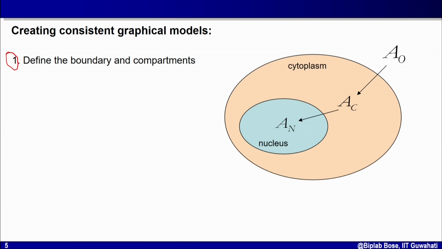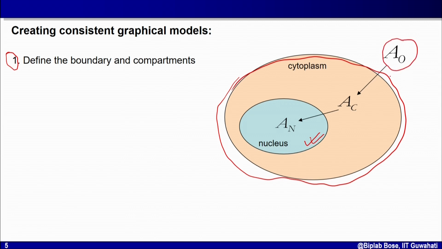Suppose I want to model and simulate a process which involves a particular process in a cell. So a cell can be represented by an external boundary like this, as I have drawn by the bigger circle. Inside that, I have shown the nucleus. What I am trying to model here? I want to model the process by which a molecule A gets transported from outside into the cytoplasm, and then from cytoplasm it enters into the nucleus.